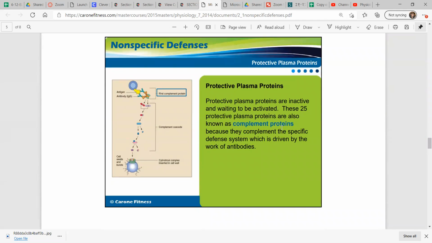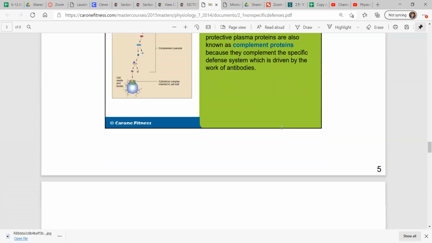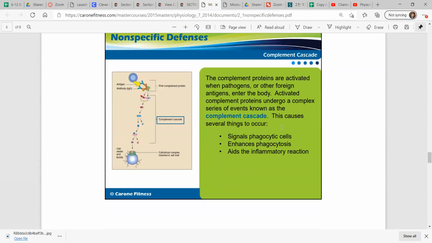Protective plasma proteins are inactive and waiting to be activated. Protective plasma proteins are also known as complement proteins because they complement the specific defense system, which is driven by the work of antibodies. The complement proteins are activated when pathogens or other foreign antigens enter the body. Activated complement proteins undergo a complex series of events known as the complement cascade.